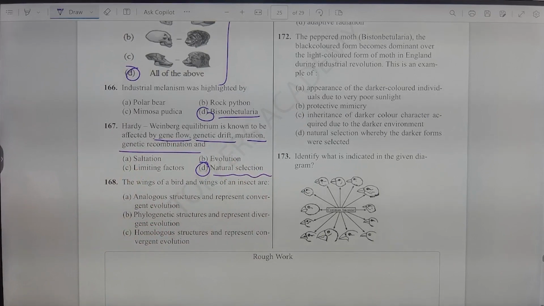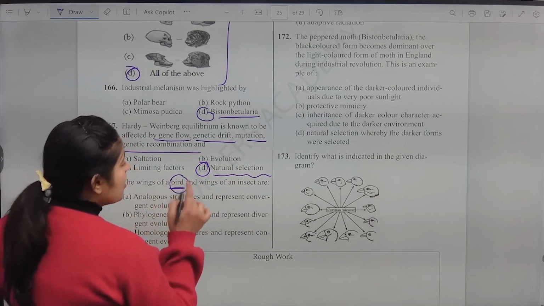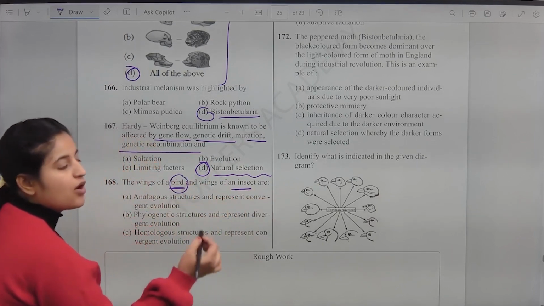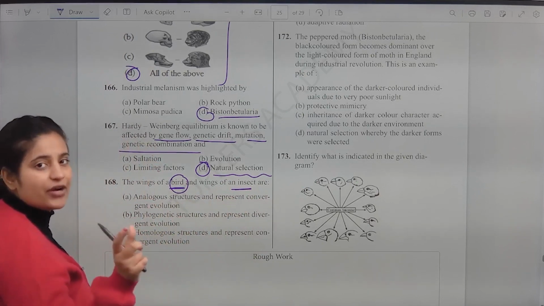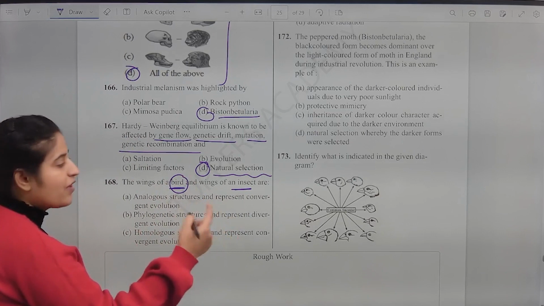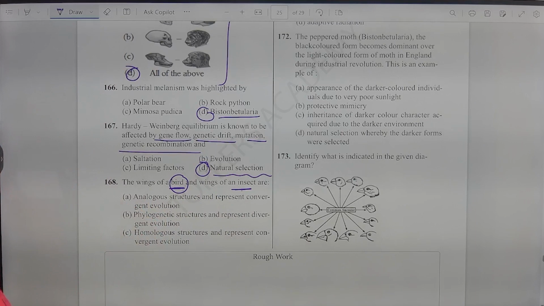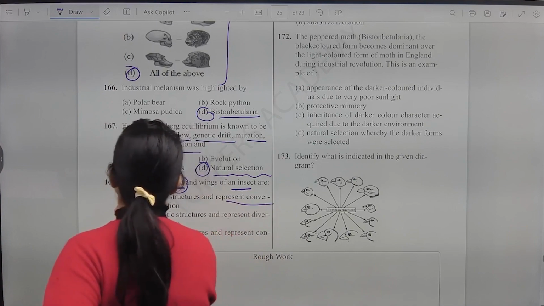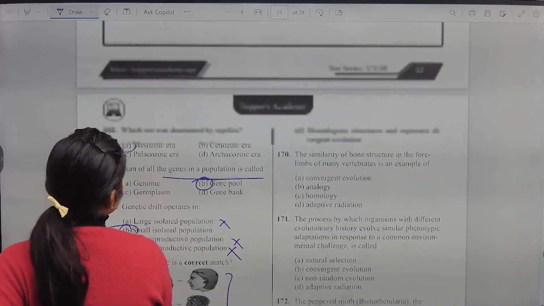Next is the wing of a bird and the wing of an insect. Birds belong to Aves, and insects belong to Arthropoda. So both have a different origin, but their function is the same, because a bird uses its wing for flying, and an insect also uses its wing to fly. This is an analogous structure and represents convergent evolution. Analogous means the origin is different, but the function is the same.